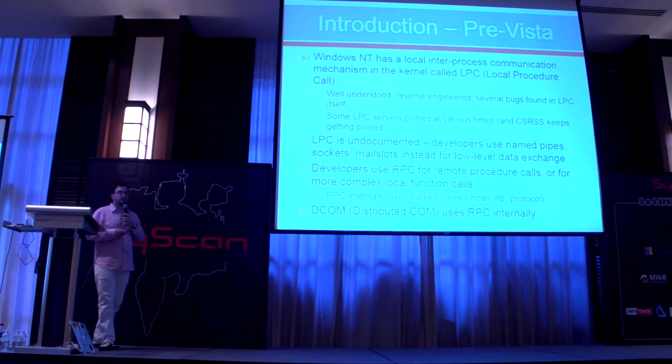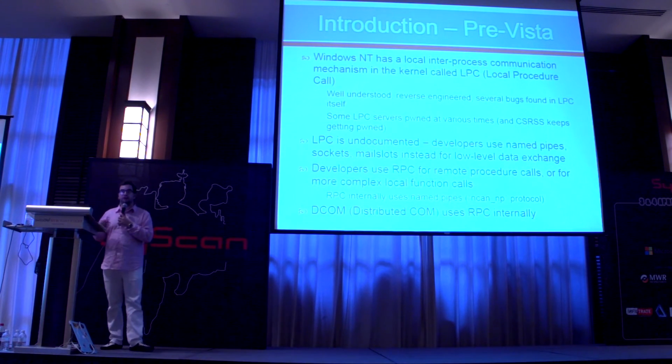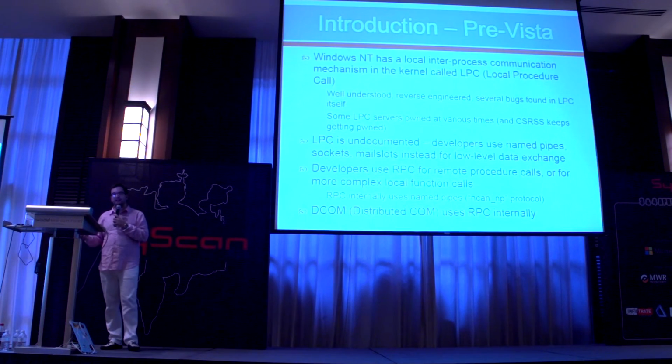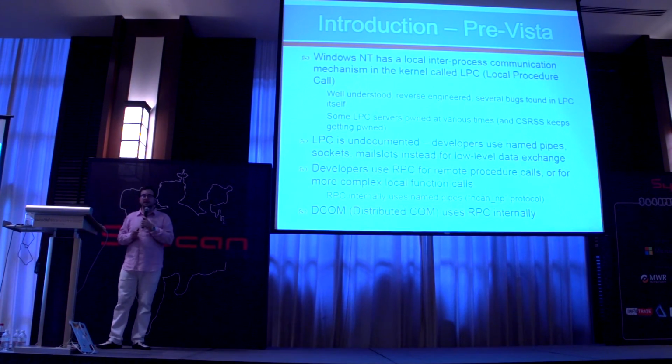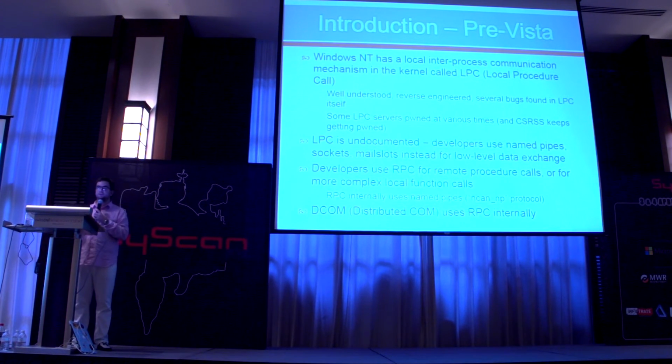Microsoft then has something called COM, the Component Object Model, which is a way to share data and share objects and share functions within a process and outside of a process. And DCOM, or distributed COM, is how you can have COM objects that are out of process, and you can do COM method calls to those objects. And DCOM uses RPC internally.